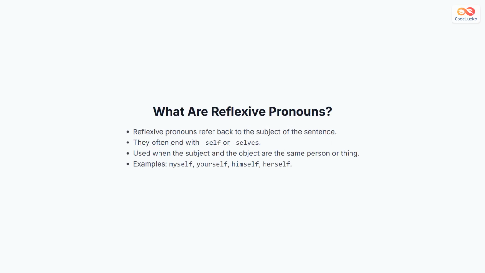Reflexive pronouns refer to the subject of the sentence. They often end with the suffix self or selves. They are used when the subject and the object are the same person or thing. For example, myself, yourself, himself, and herself are all reflexive pronouns.